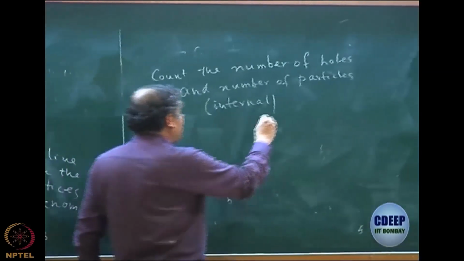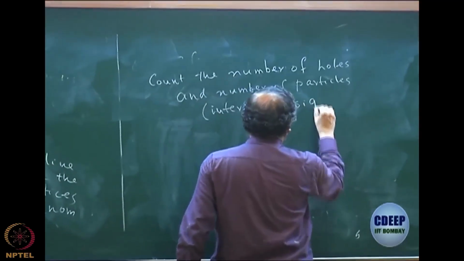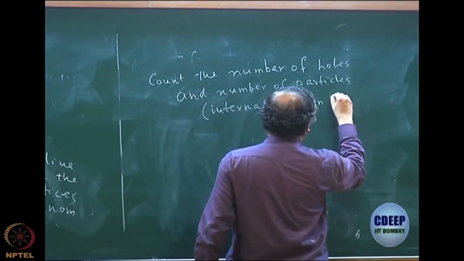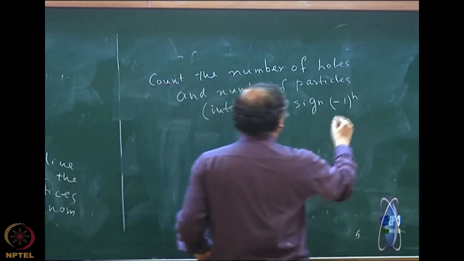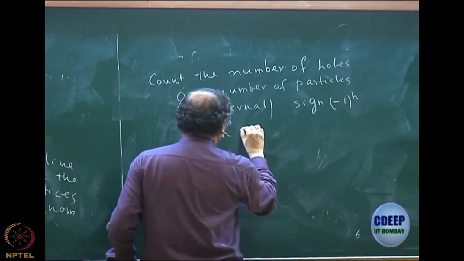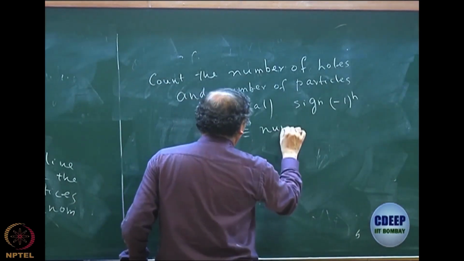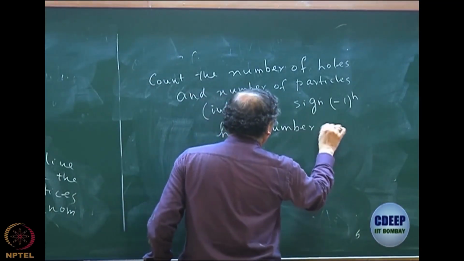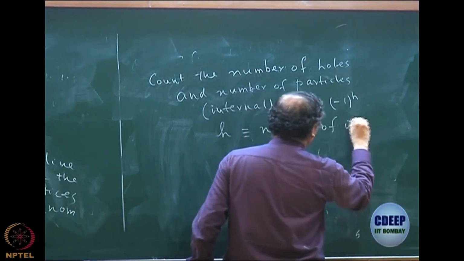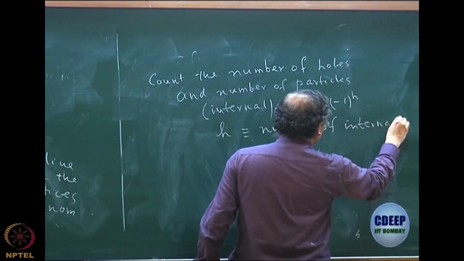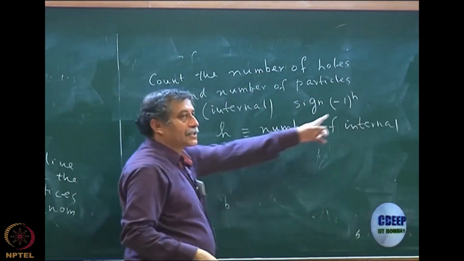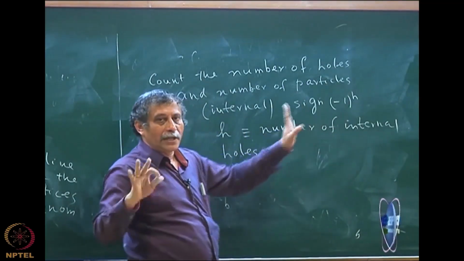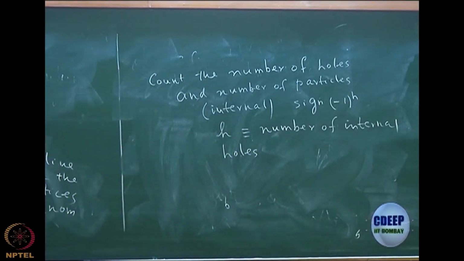Then attach a sign which is minus 1 to the power h, where h is the number of hole lines, the number of internal holes. This is called internal holes. Particles do not come. It is only minus 1 to the power h.